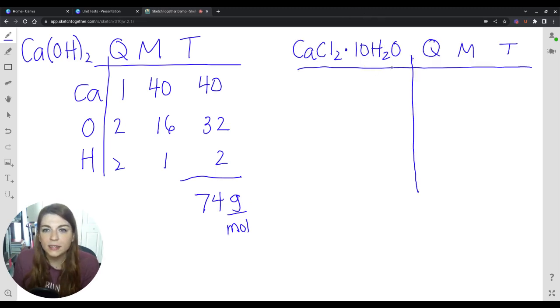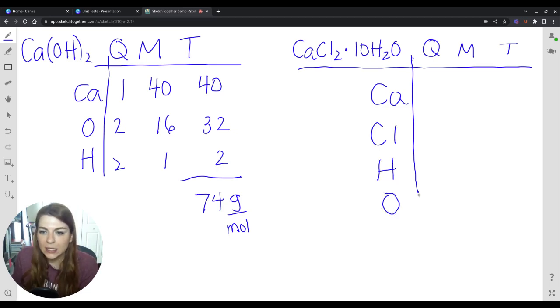Now, this is calcium chloride decahydrate, and all that really means is that this calcium chloride has some water molecules stuck to it, and the quantities are what's going to be weird here. We still have 1 calcium. Here we have 2 of the chlorines. This 10 is like a coefficient for the water, so 10 times 2 gives me 20 hydrogens, and 10 times the imaginary 1 gives me just 10 oxygens.